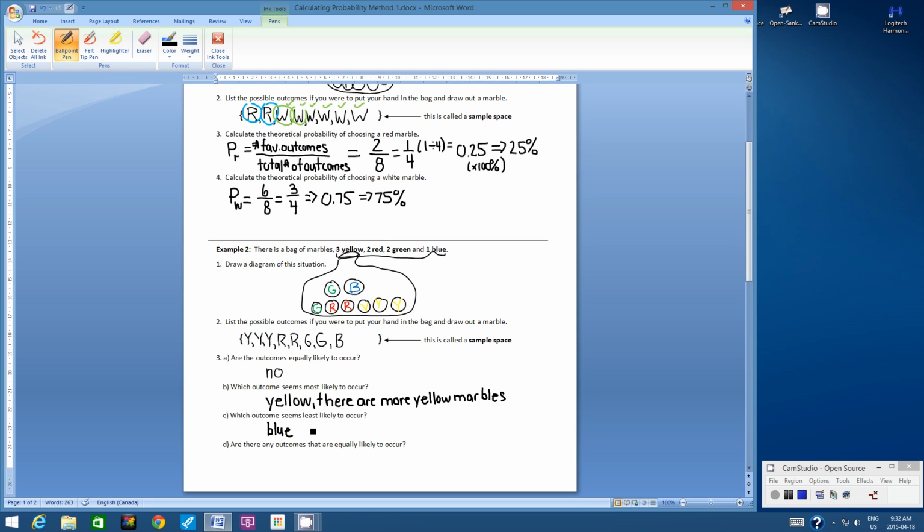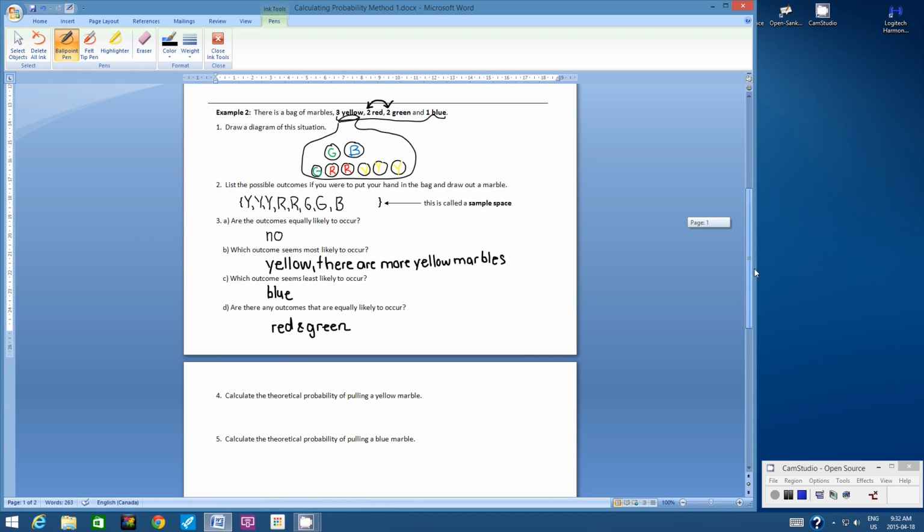And are there any outcomes that are equally likely to occur? In other words, are there any colors of marbles that have the same number of outcomes? Well, in fact, we do. We have red and green. They're both represented by 2 marbles, so they are equally likely to occur. So let's put red and green. Okay, does that make sense? All right, let's keep going.